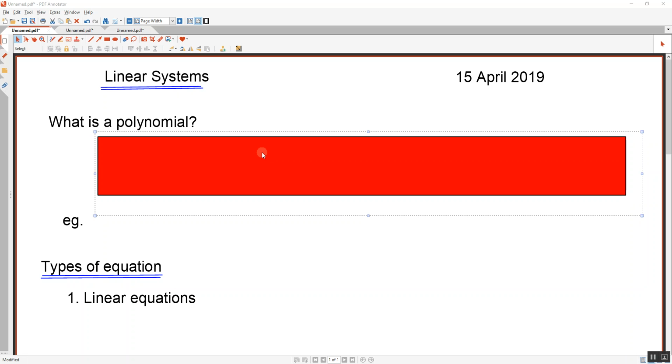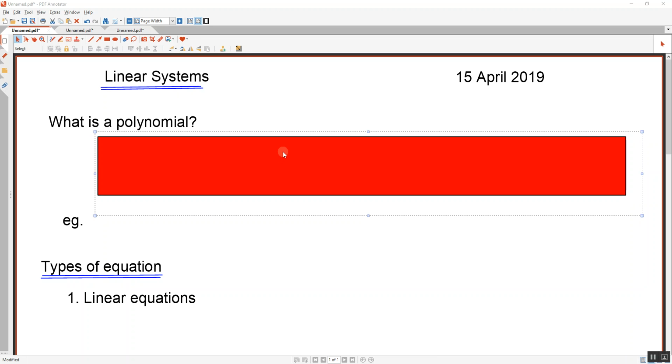Okay, that is an expression, because it doesn't have an equal sign. Can we have an example of a more complex equation? 3x plus 7y equals 10. So that is an example of an equation.